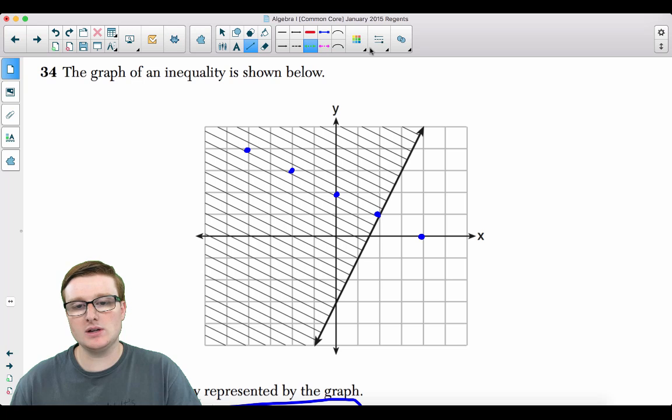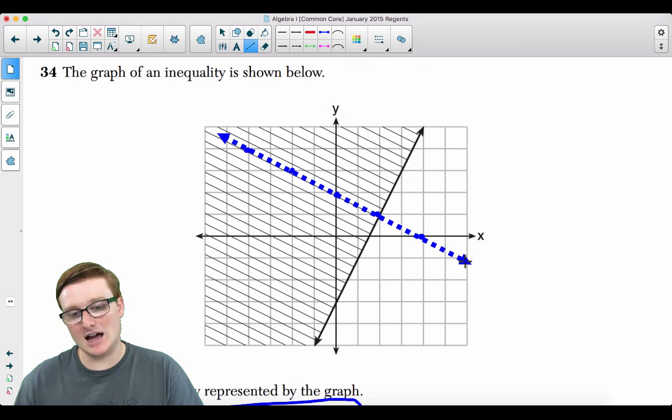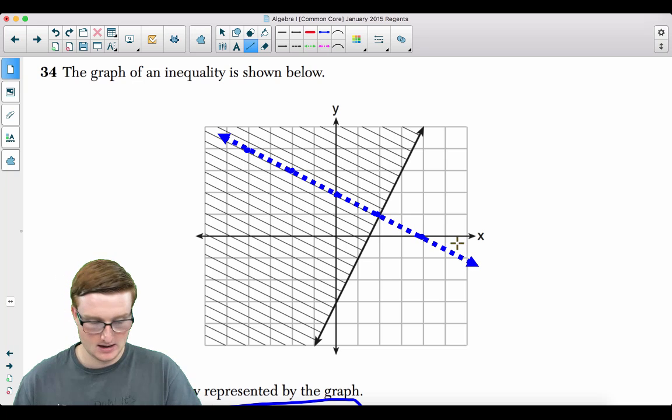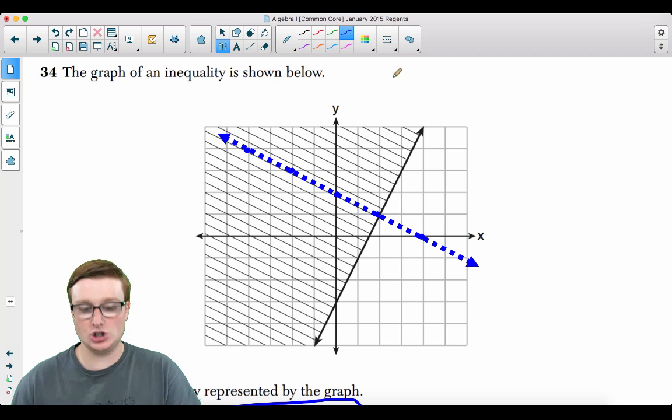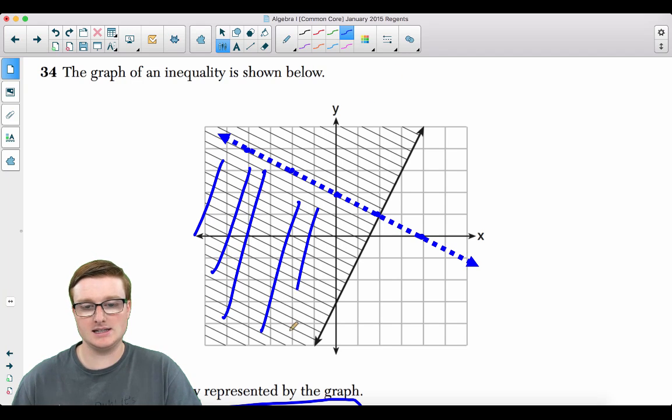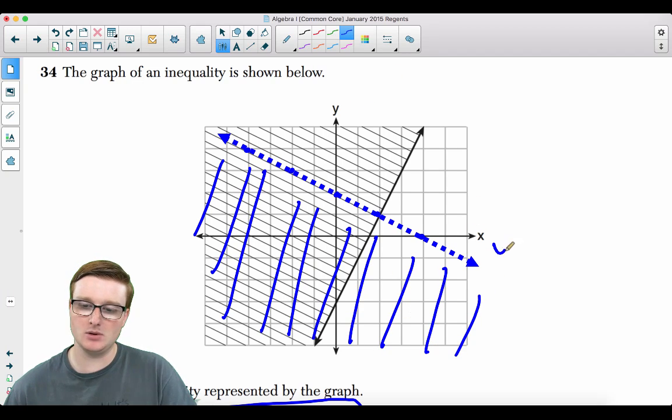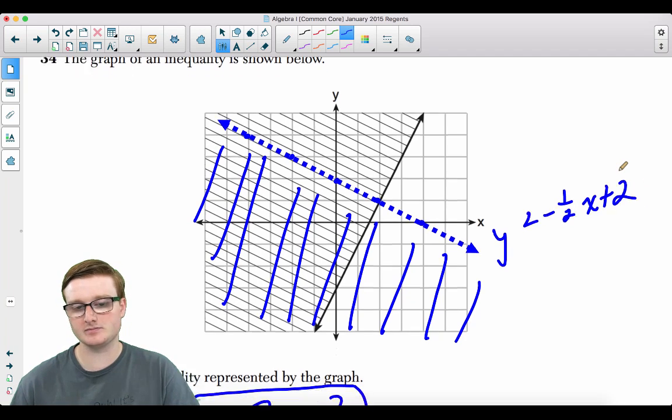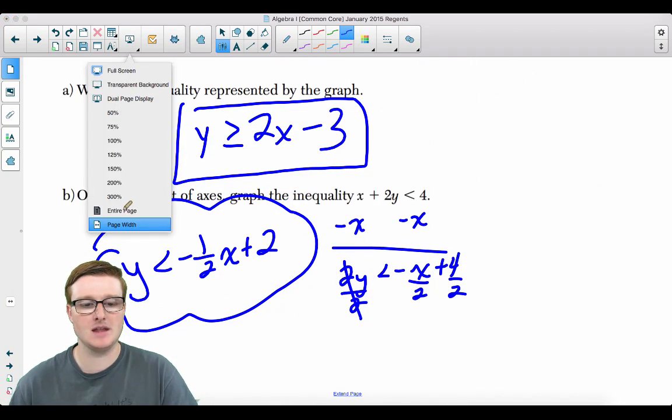And now all you do here is you draw a dotted line. Remember, it's a dotted line because it is less than. And you just shade below because it is less than. And of course, you label. That's y is less than negative 1/2 x plus 2. Pretty simple stuff so far, right?